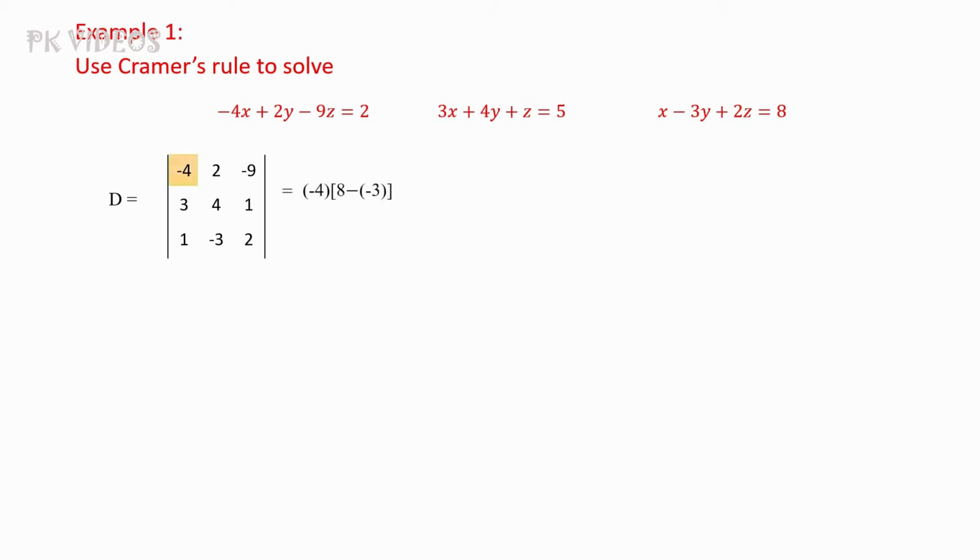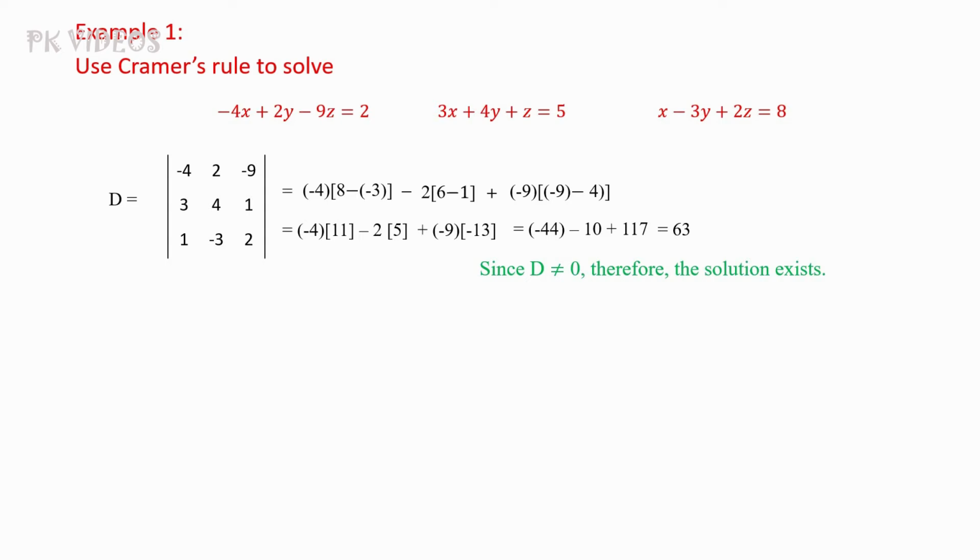To find the determinant, negative 4 times 4 times 2 is 8 minus negative 3 times 1 is negative 3, minus 2 times 3 2 is 6 and 1 1 is negative 1, plus negative 9 times 3 times negative 3 is negative 9 minus 1 times 4 is 4. And when we solve this, we get that the determinant is equal to 63. Since the determinant is not equal to 0, therefore the solution exists.